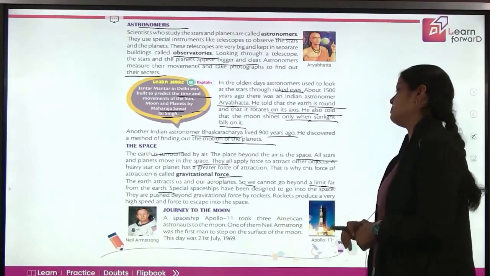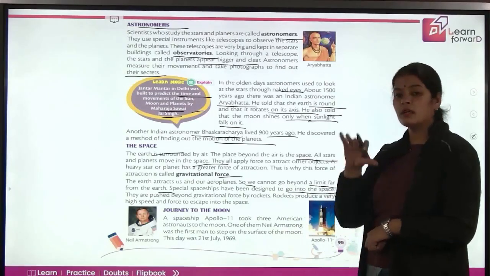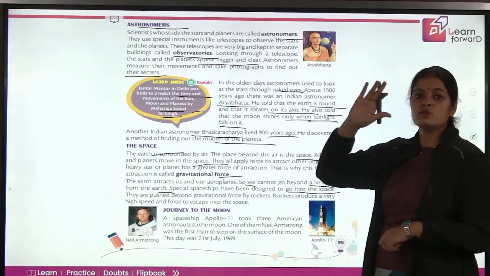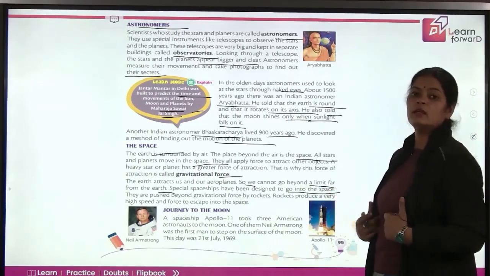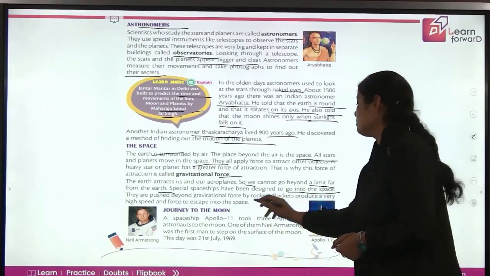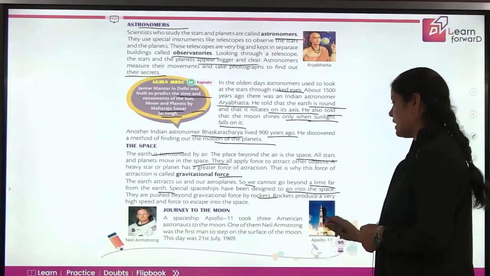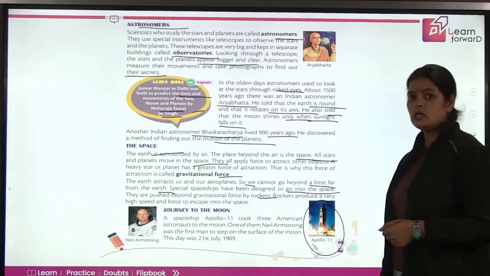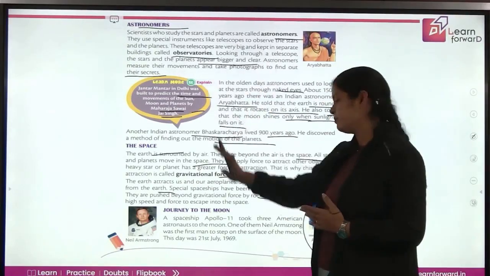Now special spaceships have been designed to go into space. They are pushed beyond the gravitational force, till the edge where the gravitational force works. Only then is it possible for them to go into outer space. They are propelled by rockets. Rockets produce very high speed and force to escape into space. So this is Apollo 11, a spacecraft that has taken people to the moon.